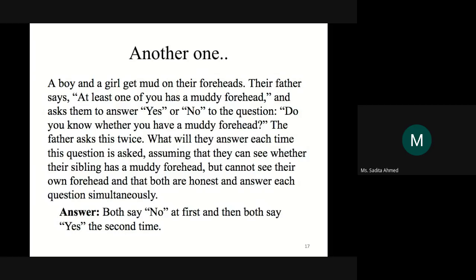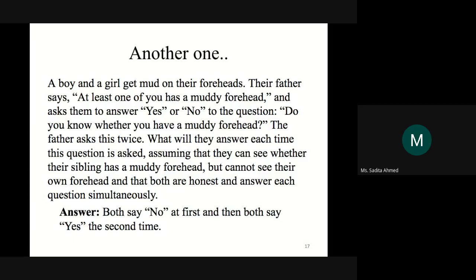So from there onwards as well, you have to lay down the logic, by the way. So it must mean that I have a muddy forehead. The girl sees that I have a muddy forehead, and she can combine that with the statement at least one has a muddy forehead. Since I have a muddy forehead, that statement is true, and that's why she doesn't know anymore whether she has a muddy forehead or not. That's why she answered no.